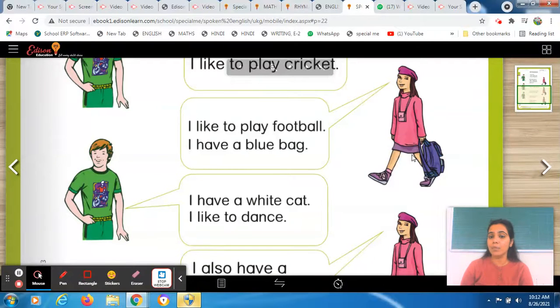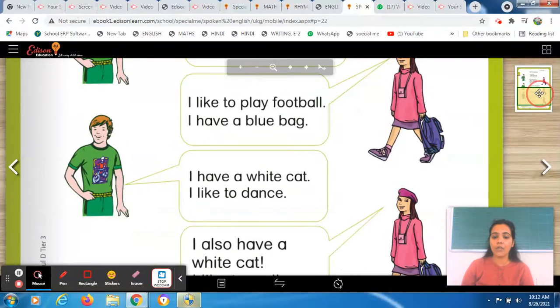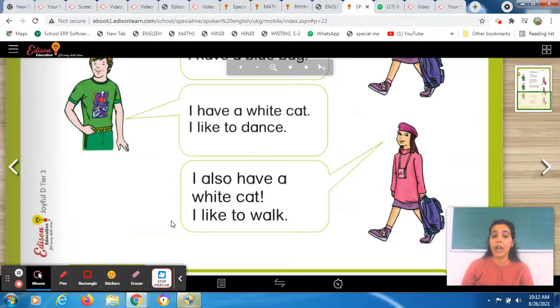Then the girl said, I like to play football. What does the girl like to play? The girl likes to play football. I have a blue bag. So the girl said that I have this blue bag. But the boy said, I have a white cat. I like to dance. The girl said, I also have a white cat. I like to walk. What does she like? She likes to walk. So, see, today we will learn how we will converse.